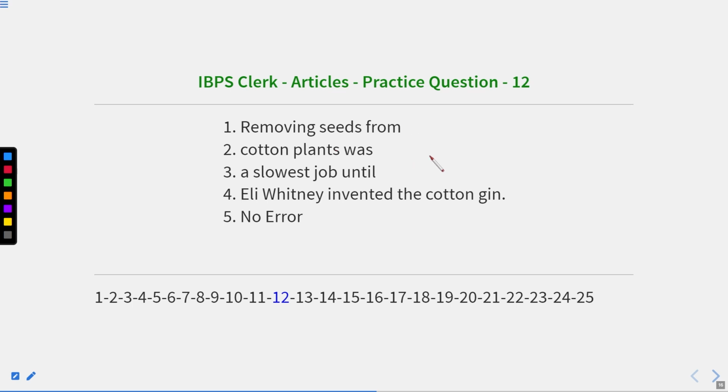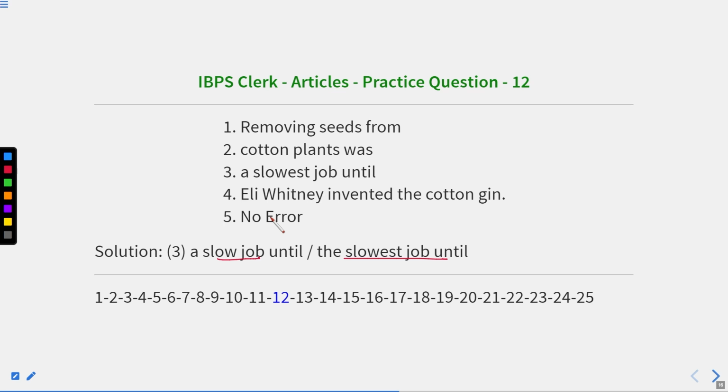Again, here we can see "slowest," which is the superlative degree of adjective. Before any superlative degree of adjective, we use "the," not "a." Therefore, this "a" is incorrect over here. We should write "the." Also, if we don't want to use the superlative degree, we can say: removing seeds from cotton plants was a slow job until Eli Whitney invented the cotton gin. So here we can write either "a slow job until" or "the slowest job until." Both of these phrases are correct.